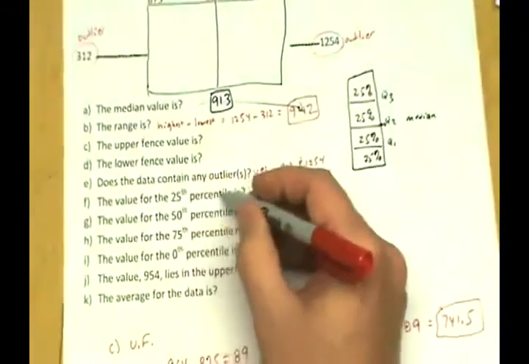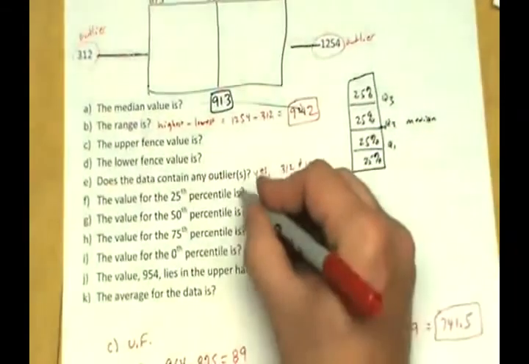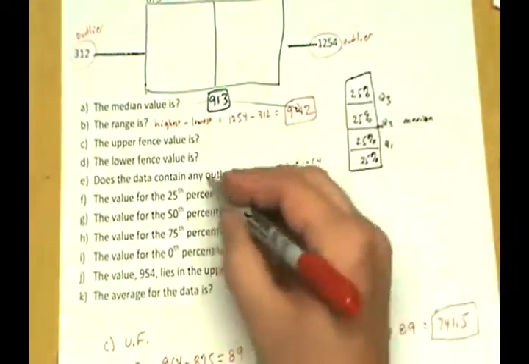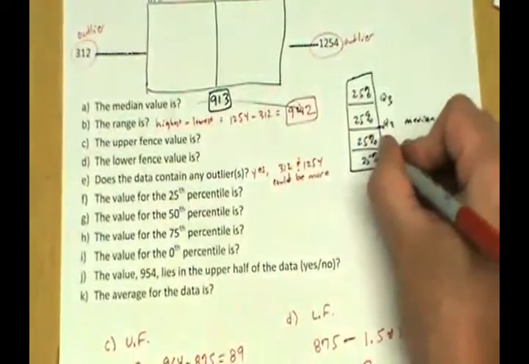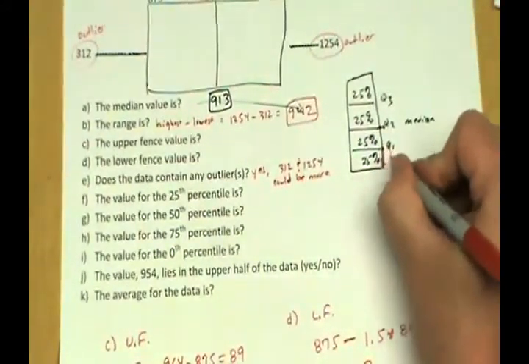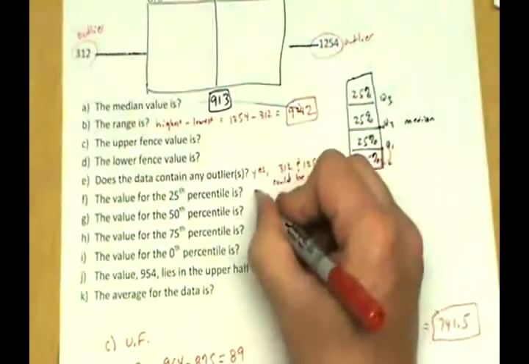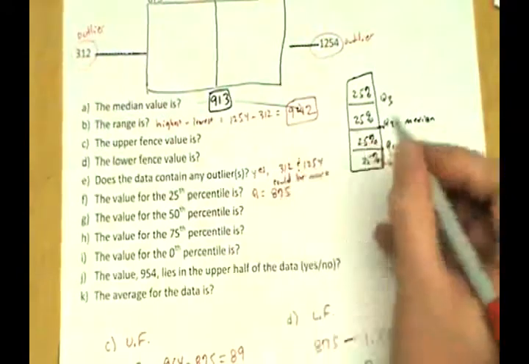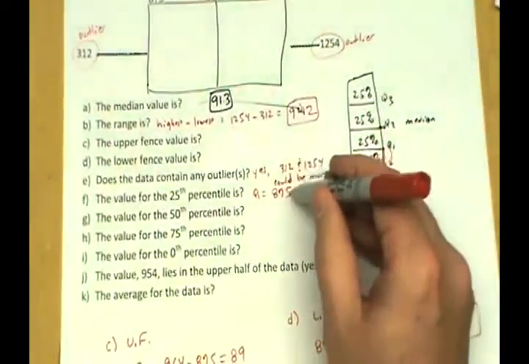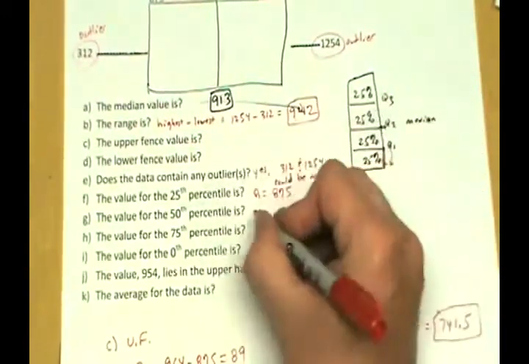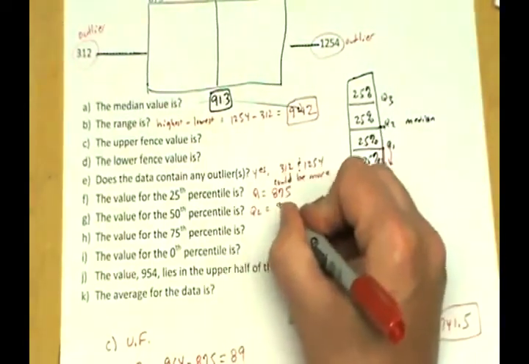Now, what is the value of the 25th percentile? That means 25% of the data is below you. That's what percentile means. 25 percent is below you. So that would actually be Q1. 25% of the data is below, right here, below Q1. So this is equal to Q1. That would be 875. So the value in the data set where 25% of the data is below would be 875. The 50th percentile would then be Q2, so that would be 913.